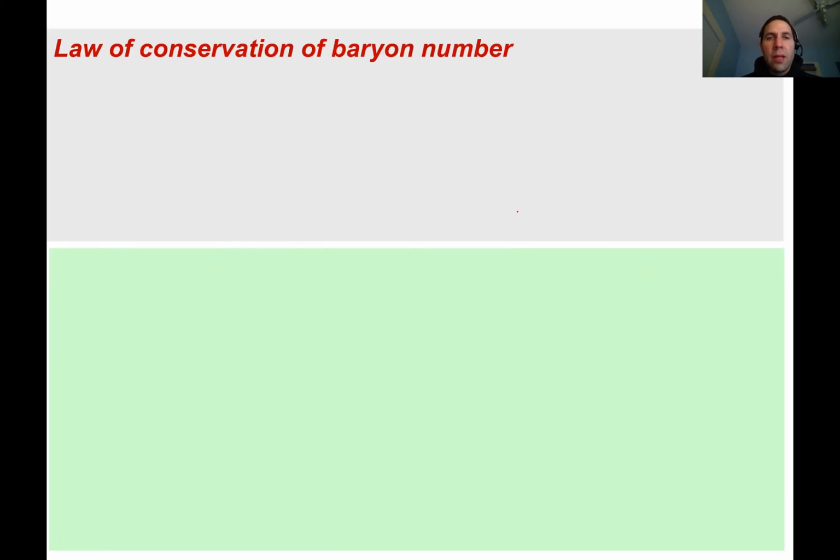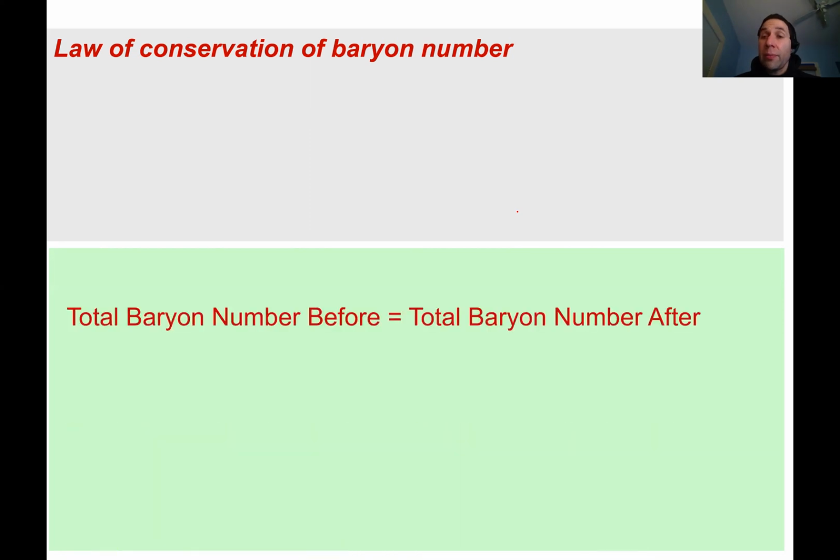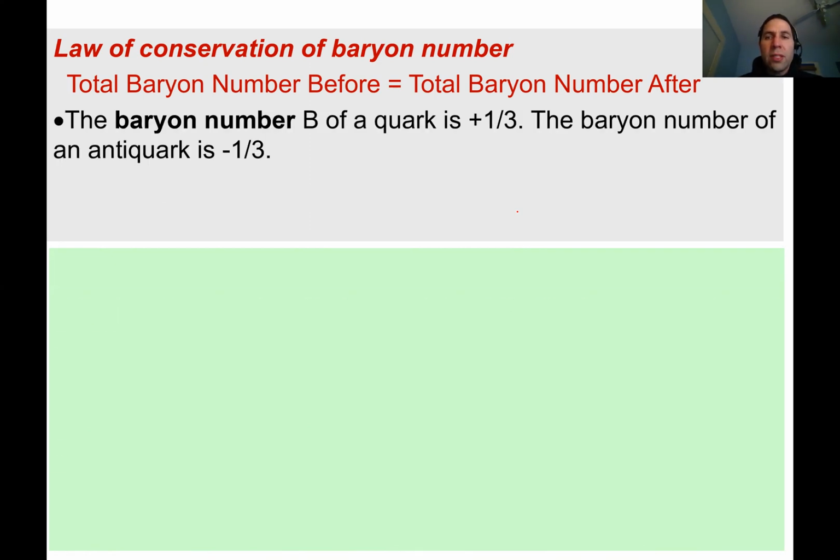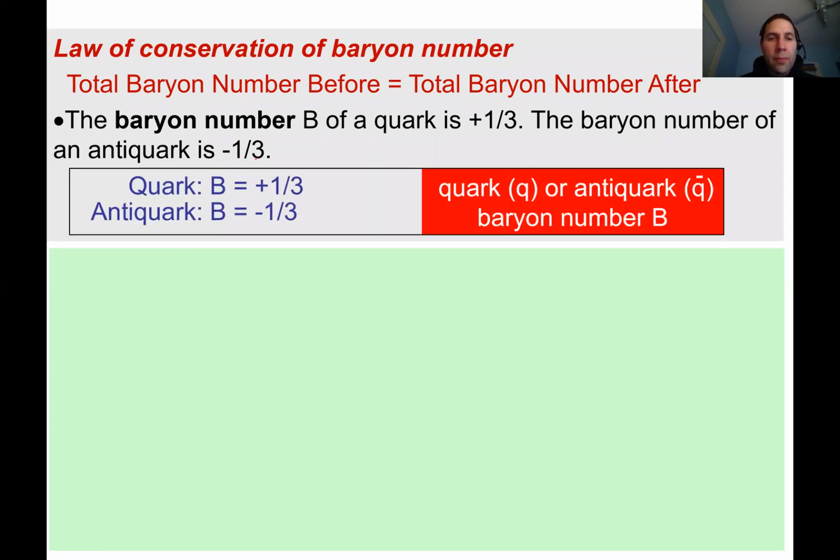The next one is something called baryon number. It turns out that quarks each have a baryon number, and the total baryon number has to be conserved in a particle physics reaction. If I add up all the baryon number before the reaction, I have to have the same total baryon number afterwards. What baryon number do quarks have? Every quark has a baryon number of positive 1/3. And an anti-quark has a baryon number of negative 1/3. Okay.